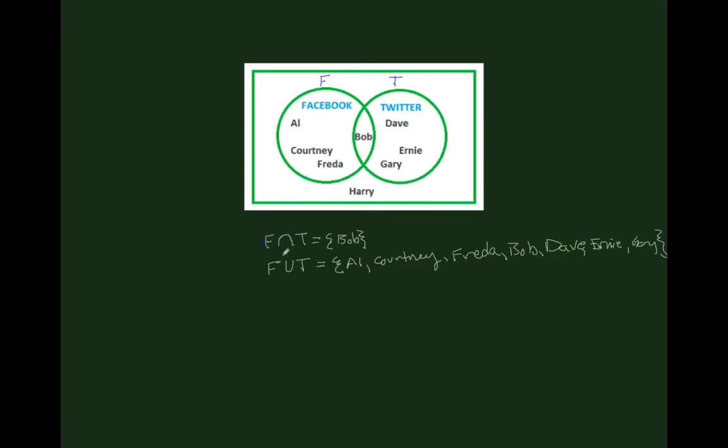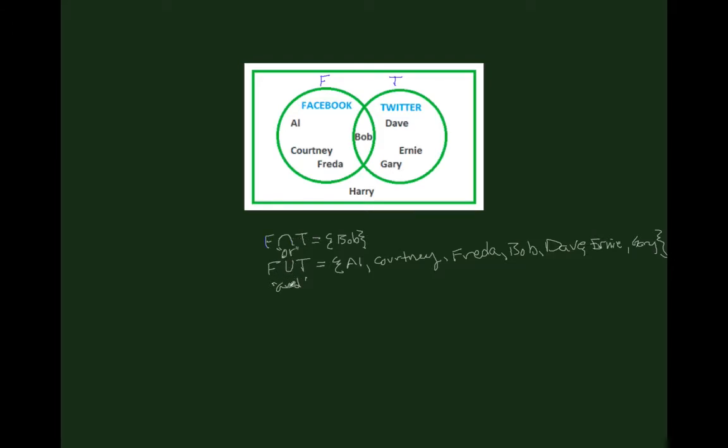That's one thing we can also keep track of: how do we say that. With the intersection, the conjunction we use is or. With the union, it's and. So to be in the intersection, you either use Facebook or Twitter.